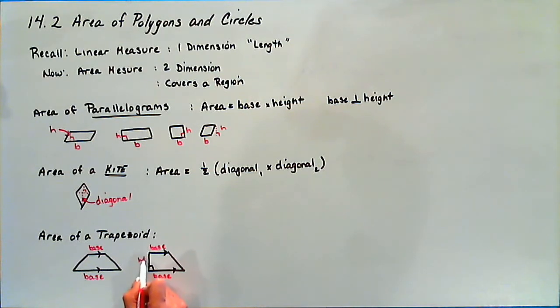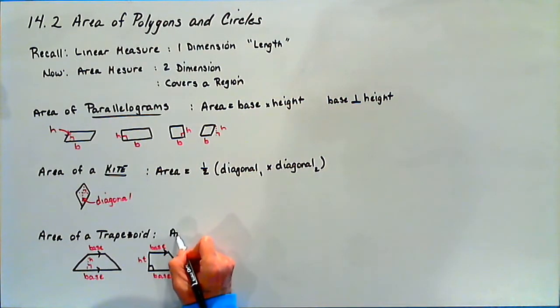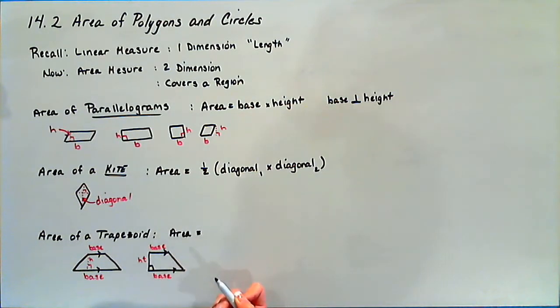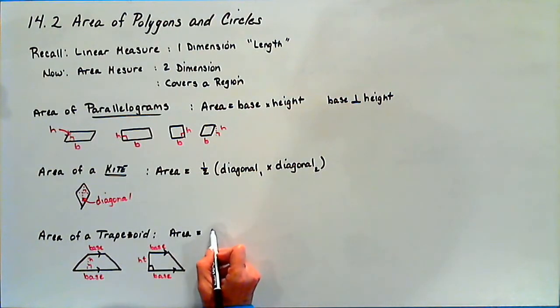So I'll put the height, and on the other one that does not have a right angle already, you could either extend one side and make a right angle, or you could drop the height on the interior. That's just going to depend on what they give you. And the area of a trapezoid is very similar to the area of a triangle. 1/2 base times height. But since we have 2 bases, we add them together.